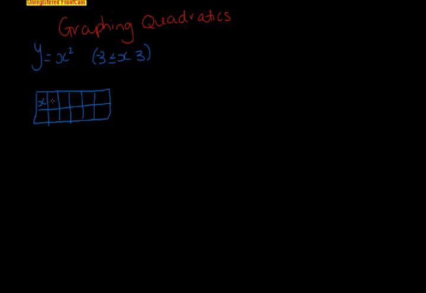So our values of x are going to be -3, -2, -1, 0, 1, 2, and 3. Squaring all of these, -3 squared is 9, -2 squared is 4, -1 squared is 1, 0, and then 1, 4, and 9. So there are our coordinate points. For when x is -3, y will be 9.